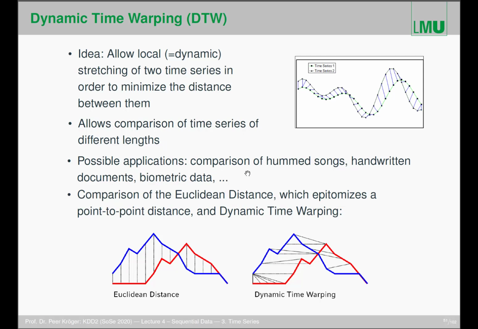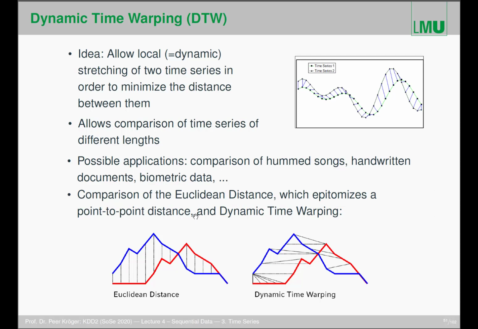So possible applications are, for example, you want to compare hummed songs where the time is not absolutely synchronized. Some hum it a little bit slower, some hum it a little bit quicker. Then you may need some local stretching, some local alignment along the time, and then dynamic time warping can be very interesting. Handwritten documents, biometric data, and stuff like that. Those applications typically use dynamic time warping to compare time series.